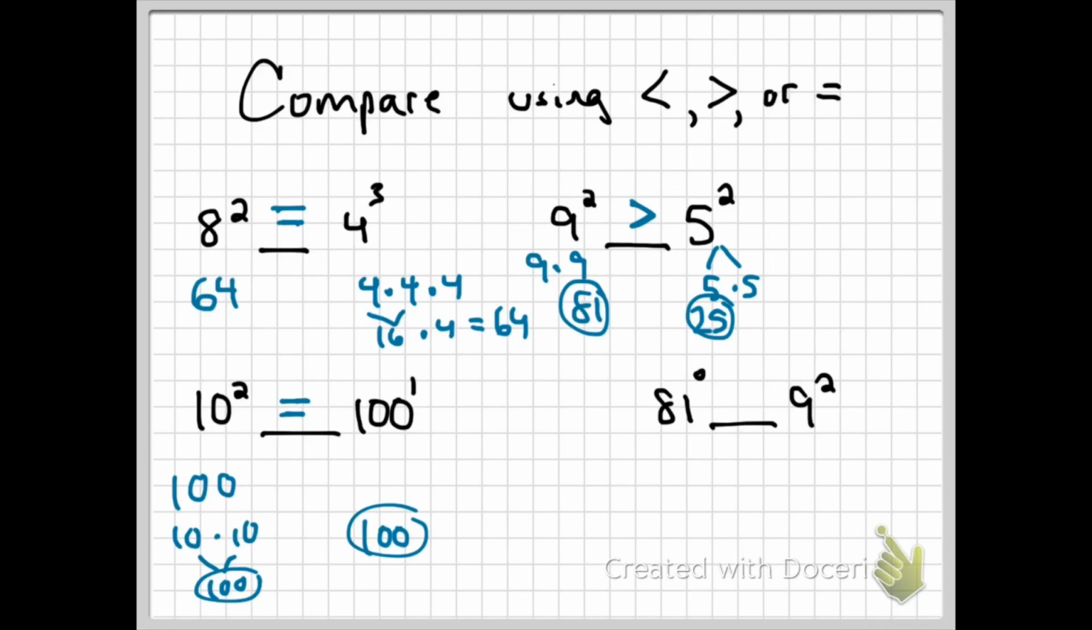Now with this, remember, anything raised to the 0 power is 1. 9 to the 2nd power is not 18, but 81 again. So this will be less than.